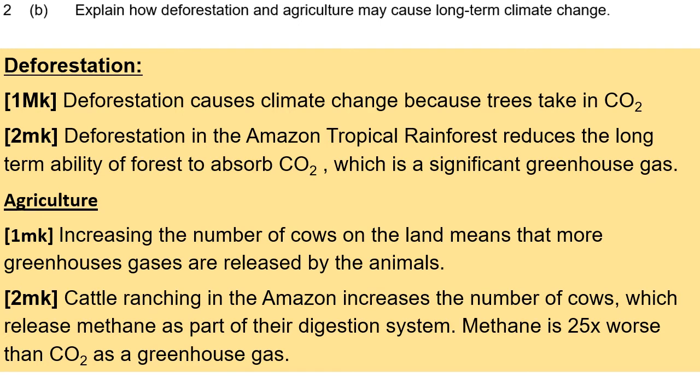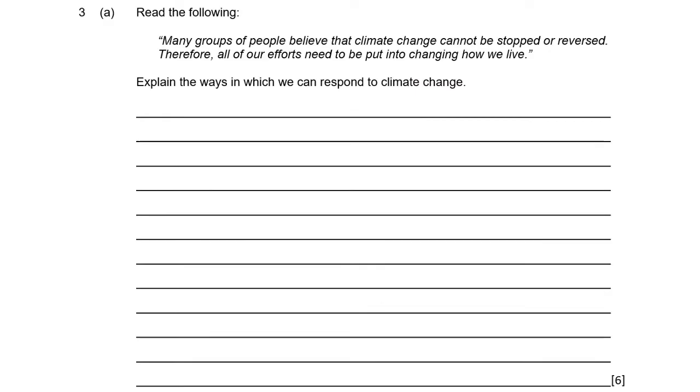For 2 marks, cattle ranching, so now we're naming an activity, in the Amazon increases the number of cows, and they release methane as part of their digestive system. And methane is 25 times worse than CO2 as a greenhouse gas. So we've named a gas, we've said how much worse it is, we've named a place, we've named an activity, and we've talked about the process of digestive systems.